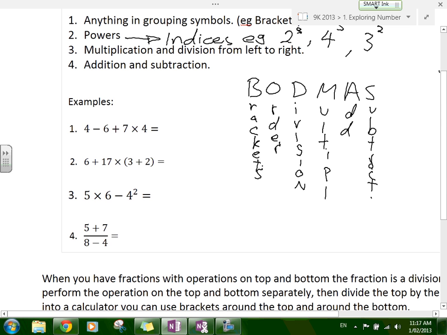So the first one that we have is 4 minus 6 plus 7 times 4. What has to come first, obviously, is the 7 times 4. That's the order that we're doing. So 7 times 4 is 28. So I can rewrite it, 4 minus 6 plus 28. It doesn't really matter what order you're doing. So we've got 4 minus 6 is what? Minus 2, plus 28, so it's 26. That's right.